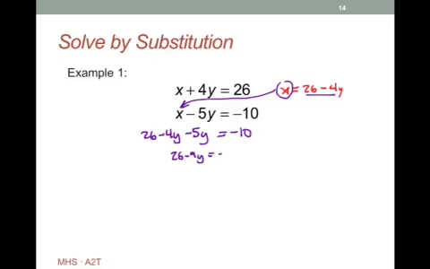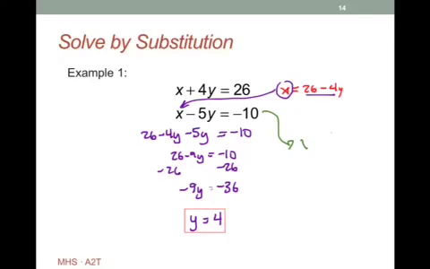26 minus 9y is equal to negative 10. Subtract 26 from both sides. Negative 9y equals negative 36. Divide both sides by negative 9, and I'll get y equals 4. Now, I'm not quite done. I've got one variable, so now I need to get the other one. I'm going to take that y value and plug it into one of my equations to solve for x.